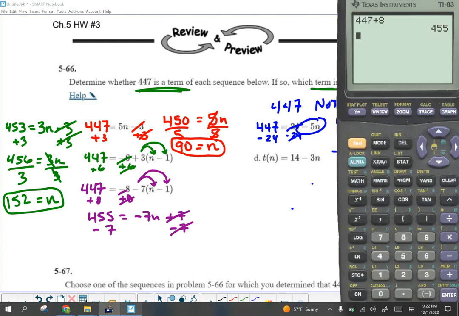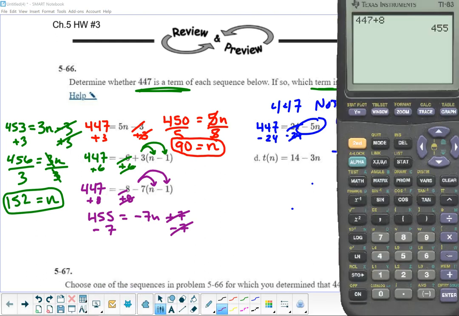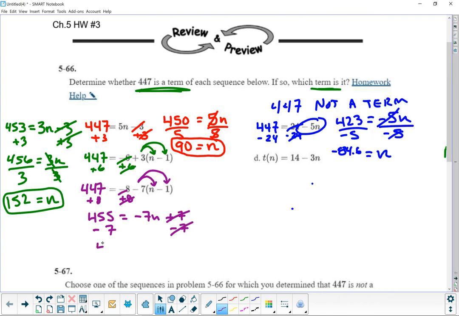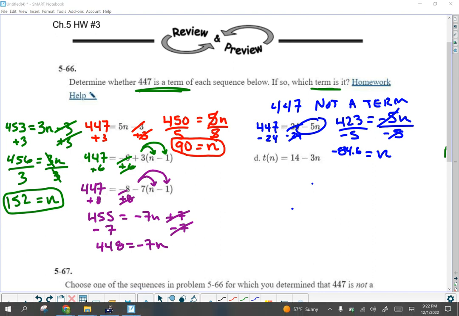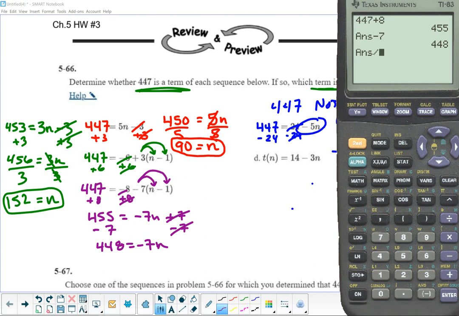Right, so on my calculator, 455, which is what I have, I'm going to go minus 7, which makes 448 equals negative 7n. Okay, and most likely because it's a negative, that means that it's a term that comes before the 0th term, if it does go in evenly, which most likely it's not. So 448, I'm going to divide it by negative 7. Oh, it actually does. Well, surprise to me.